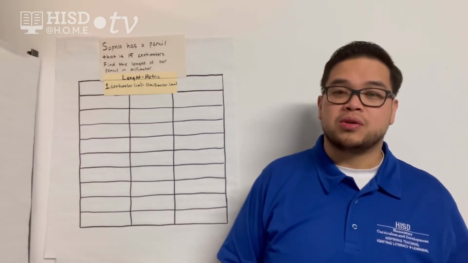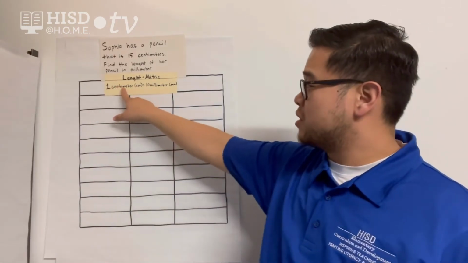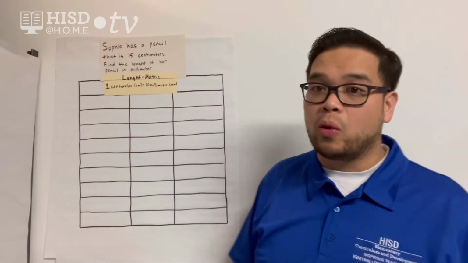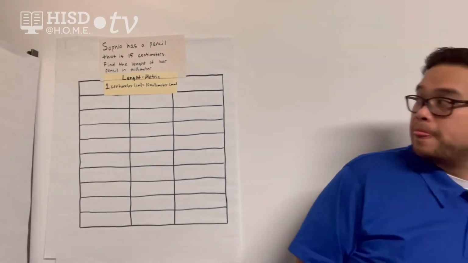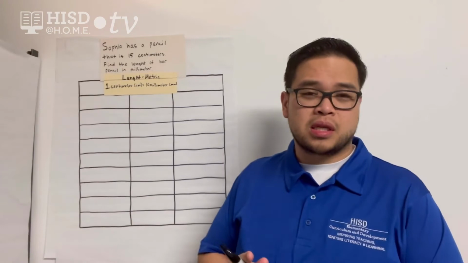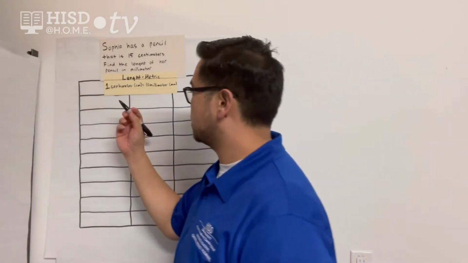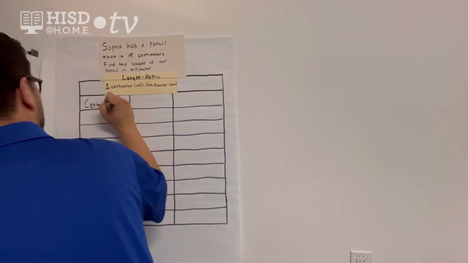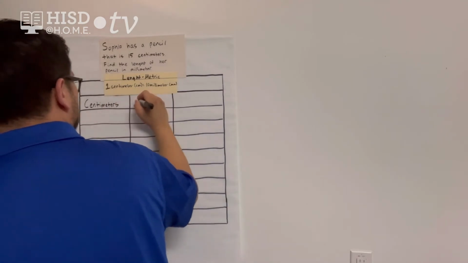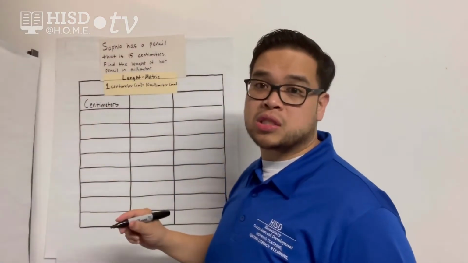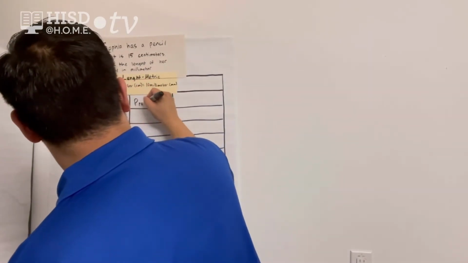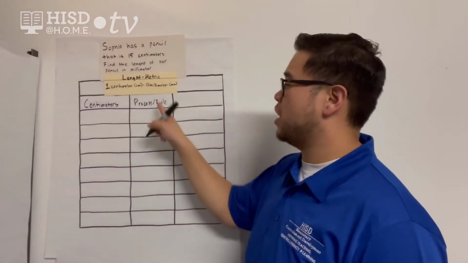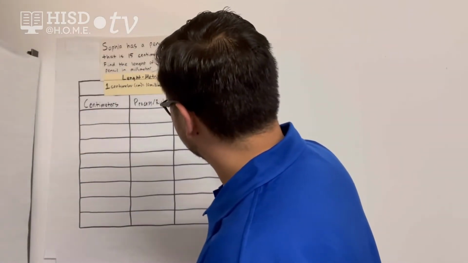Now, what we're going to do is look at the conversion of 1 centimeter equals 10 millimeters. Well, we know that she has 15 centimeters. So this section right here is going to be our centimeters. And then in the middle, we're always going to have our process or rule. And then in the last column, we're going to have our conversion into millimeters.